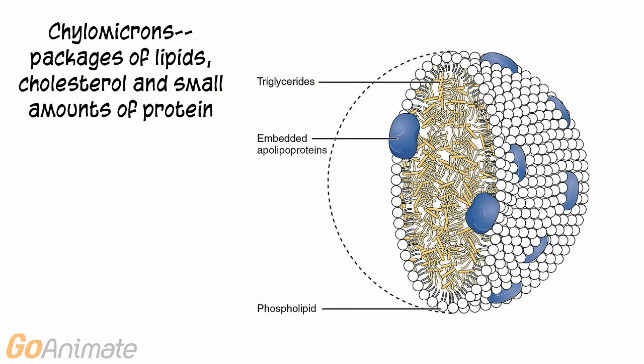The lymphatic system transports dietary fats. Chylomicrons are packages of lipids, cholesterol, and small amounts of protein. The digestive system cells package lipids into chylomicrons, which are then transported in lymph by way of lacteals located in the intestinal villi.